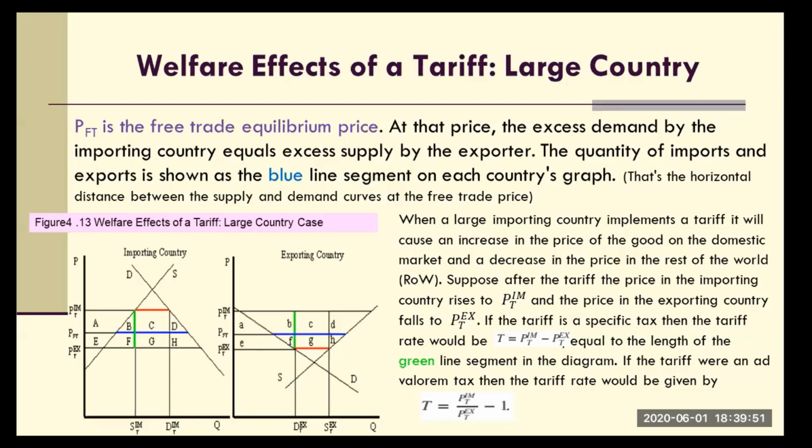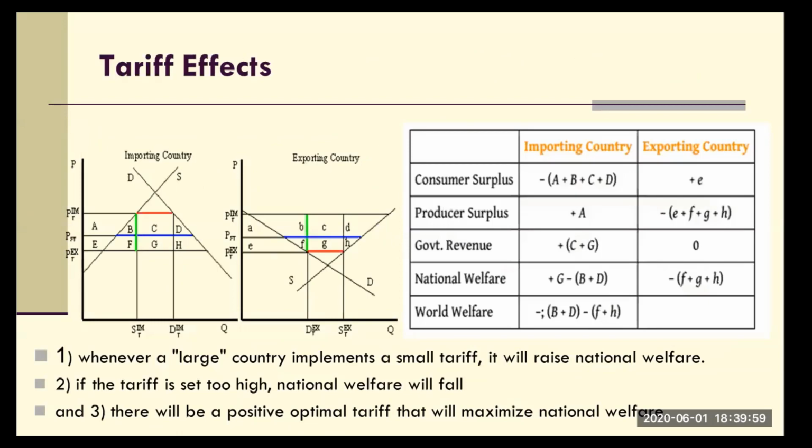Then the tariff rate will be given by T equals P with tariff of importing over P with tariff of exporting, minus 1, mathematically. So we can see the effects, the impacts, in an importing country and an exporting country. In an importing country, consumer surplus is just declining. Negative means negatively affected, positive means positively affected.